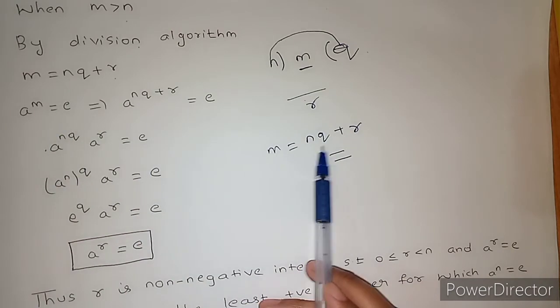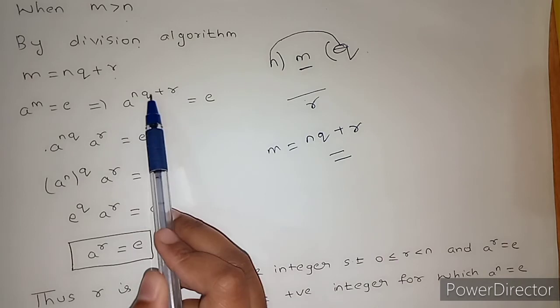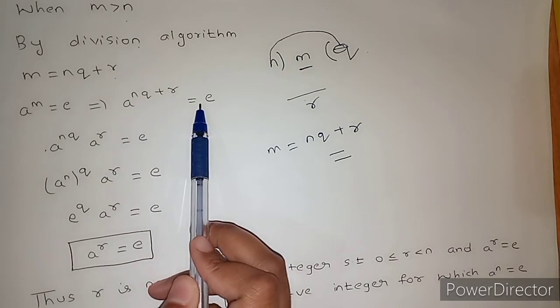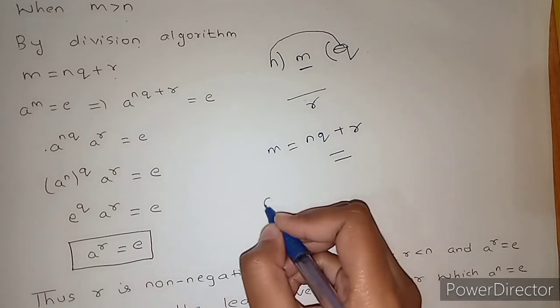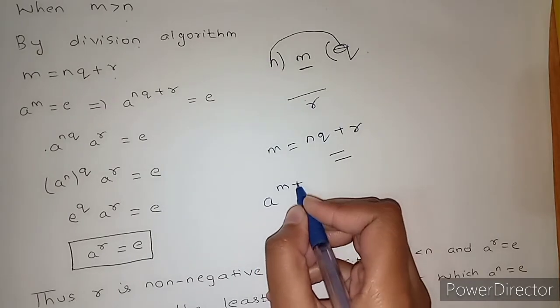By data we have A power M is equal to E. Here M is NQ plus R. A power NQ plus R is equal to E. We can split it, right?